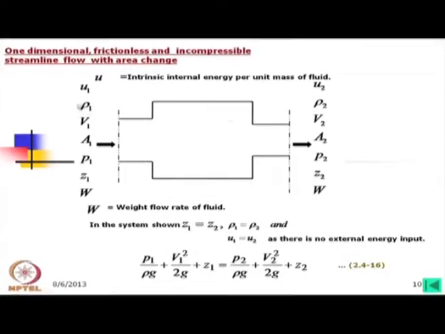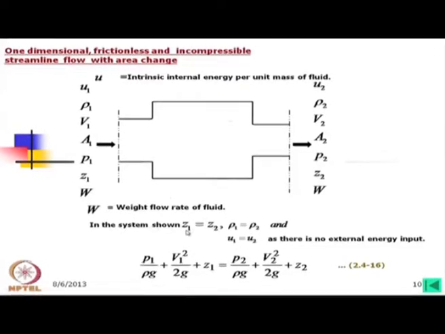Now, this one again having a density rho 1, velocity v1, pressure p1, z1 is the height of this fluid from a datum line, and w is the weight flow rate of fluid. Okay. In the outlet side also we consider u2, rho 2, v2, A2, p2, z2 and w.